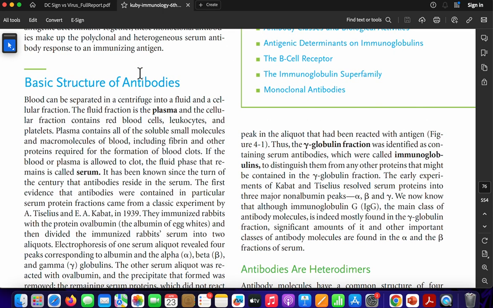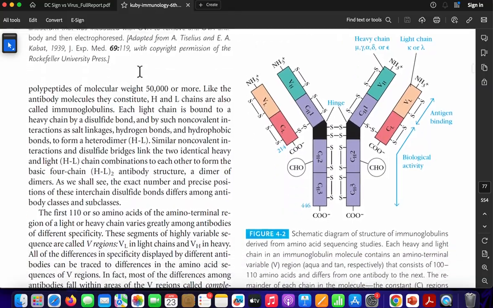So, we'll discuss the basic structure of antibodies. If you have any doubt, you can let me know.